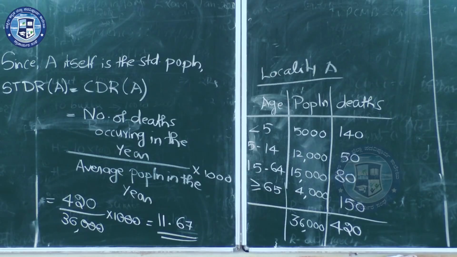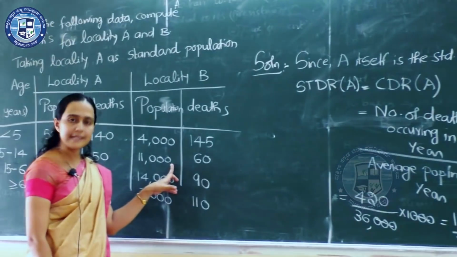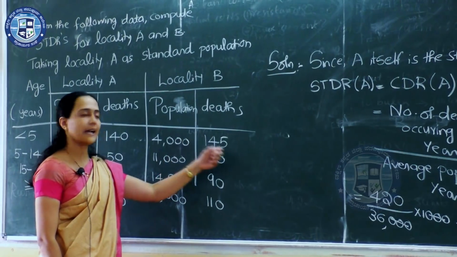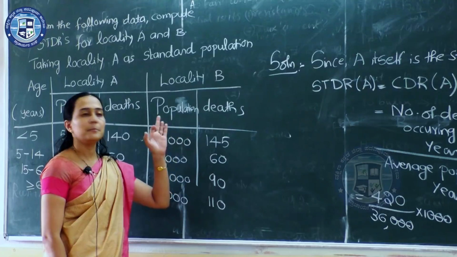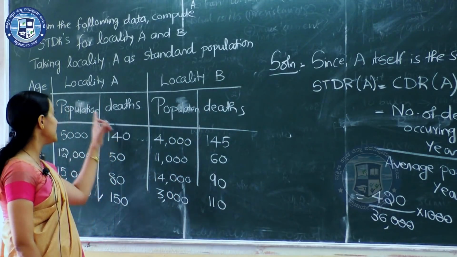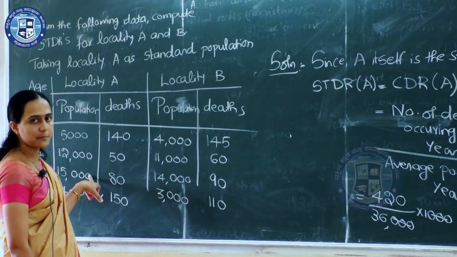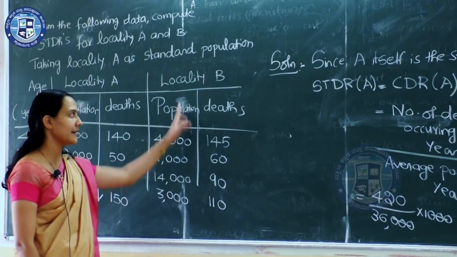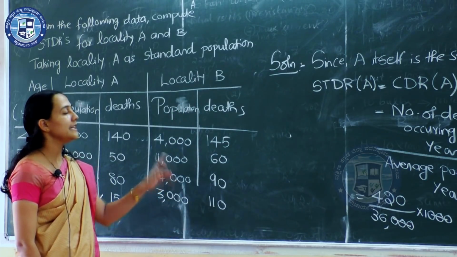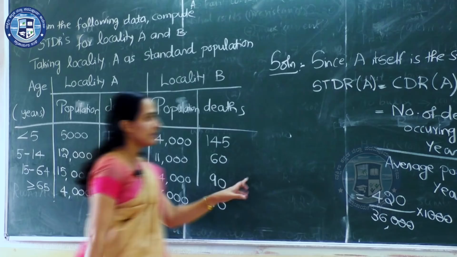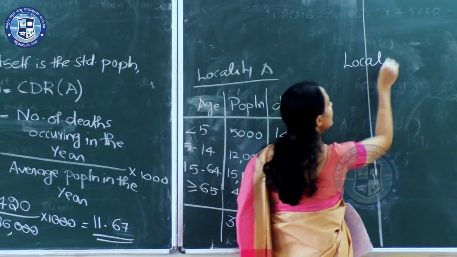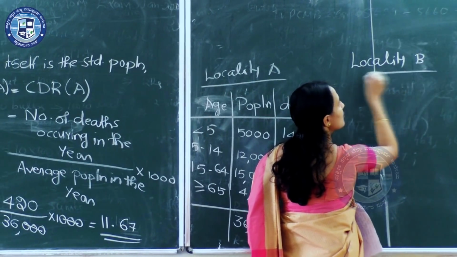The procedure is same as in the first type. For computing locality B's STDR, first we have to compute age specific death rate of locality B. Then P means standard population. Standard population is this one. Locality A's population is standard population. Then P into B. Here since it is locality B, P into B, that much column. So for finding locality B's STDR, we have to compute ASDR.